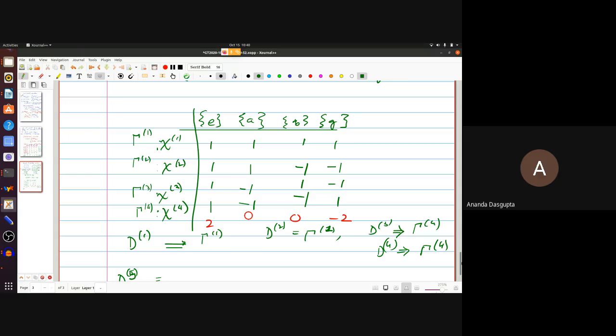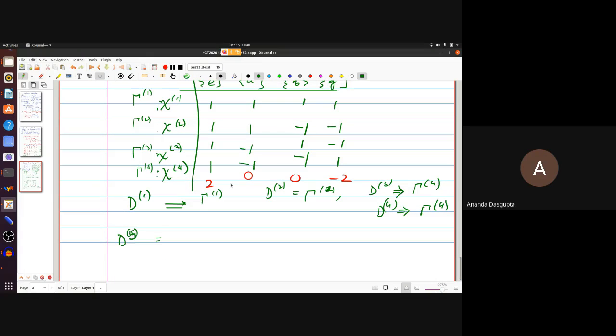So D5 is? Tell me, what is D5 going to be? Gamma 2 plus gamma 3. Yeah, exactly. The two irreps which were not showing up among the 1D irreps, D5 actually has both of them.